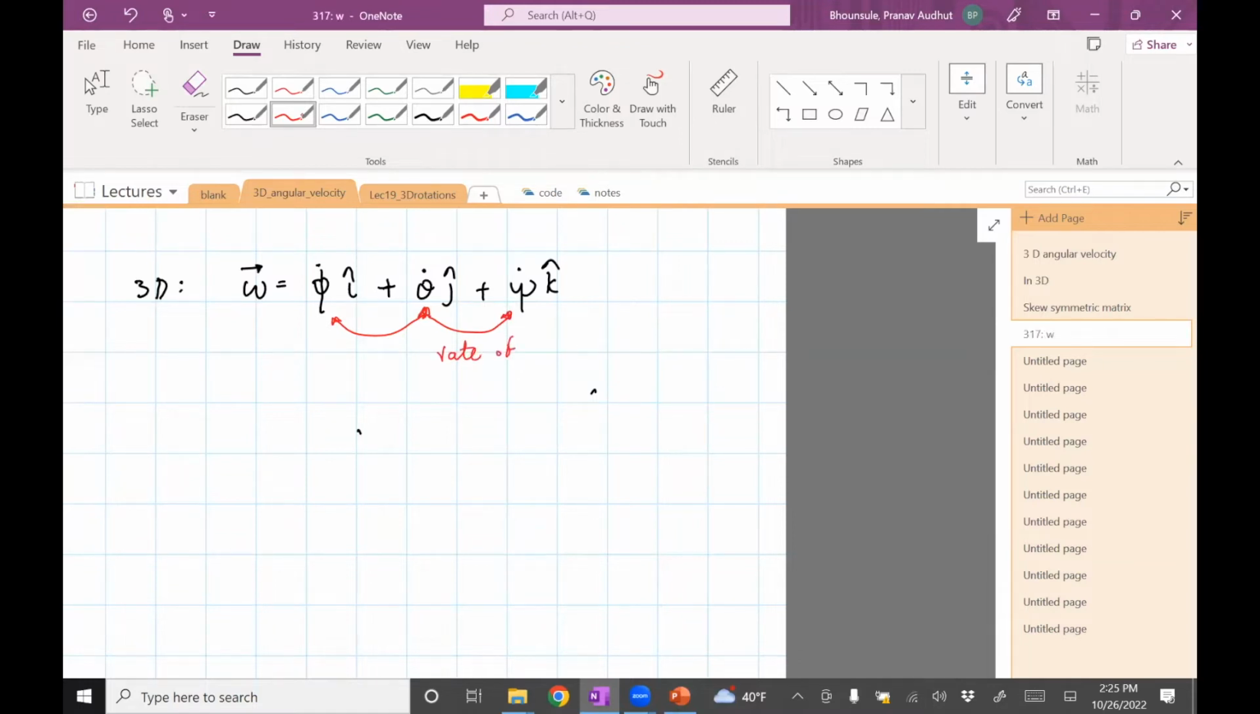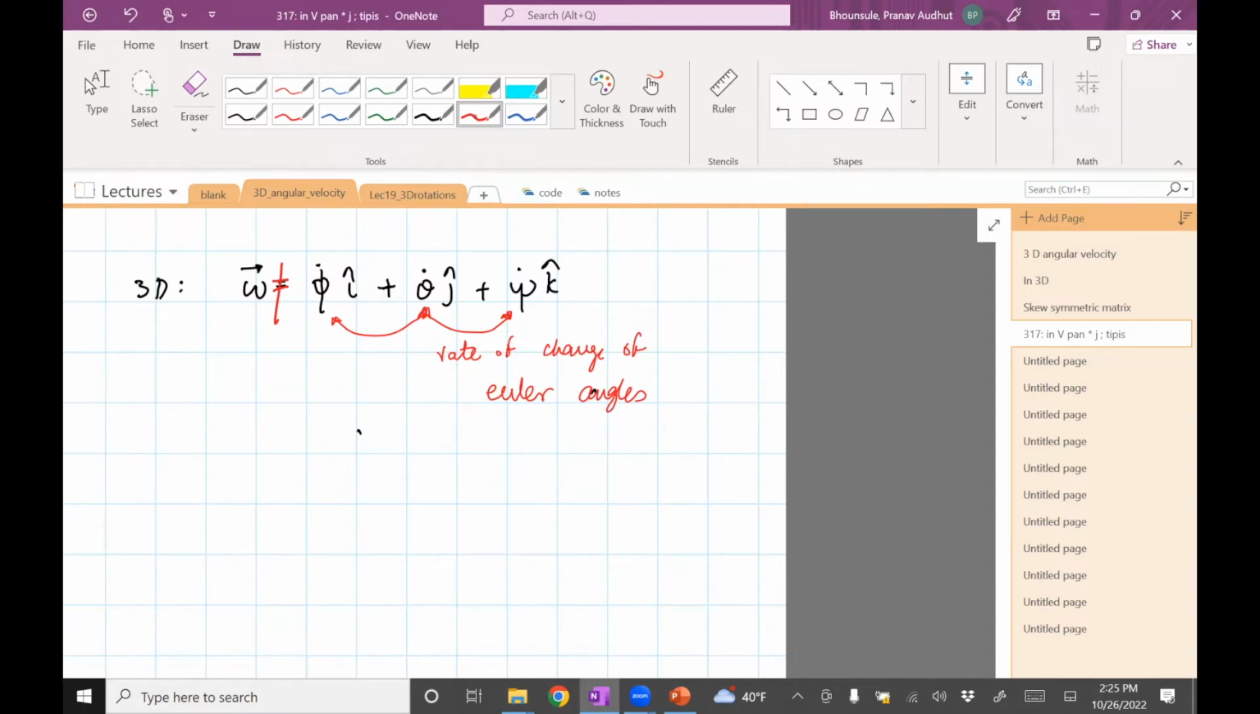Rate of change of Euler angles. However, it turns out that this is not true. You cannot write omega as the rate of change of Euler angles in I, J, and K. The actual relation is much more complicated.